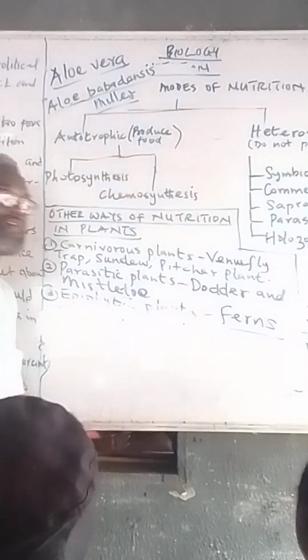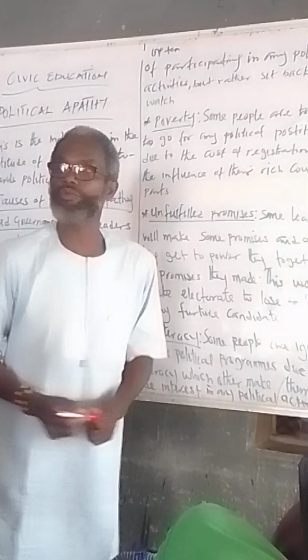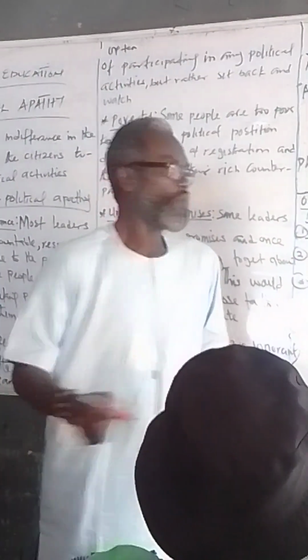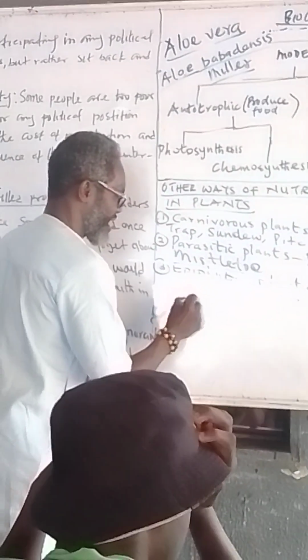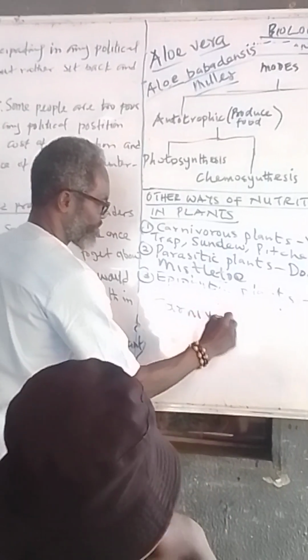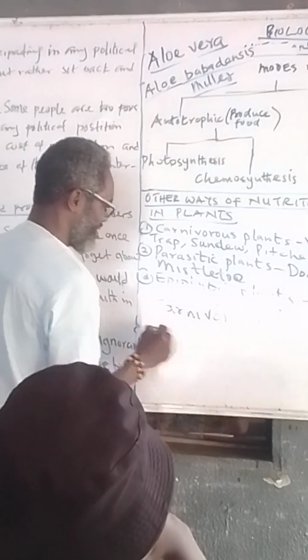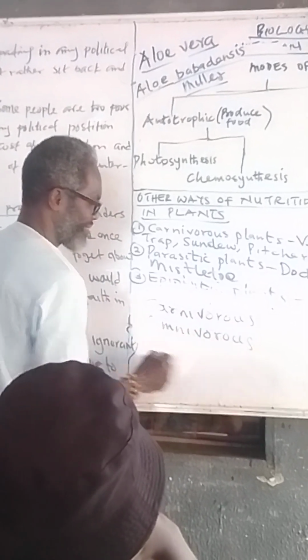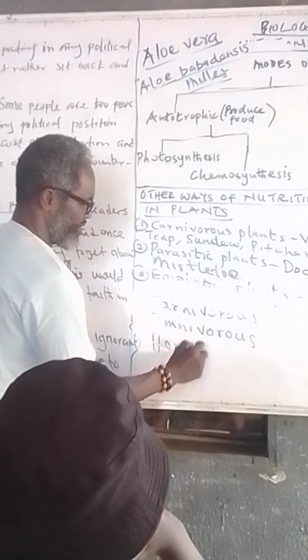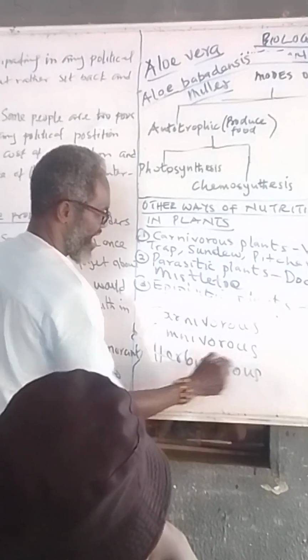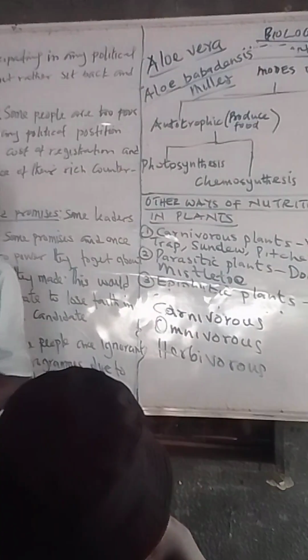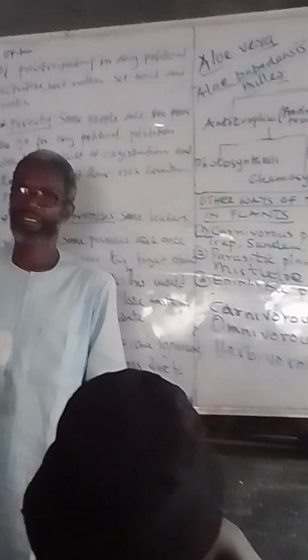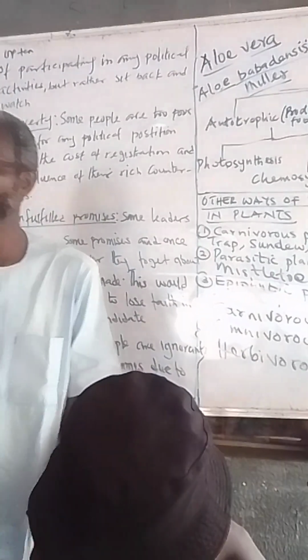So, example is ferns. There are different types of ferns. Now we know that in nutrition we have animals that are what? Carnivorous. Omnivorous. Herbivorous. So, what are carnivorous animals? Animals that feed on flesh.